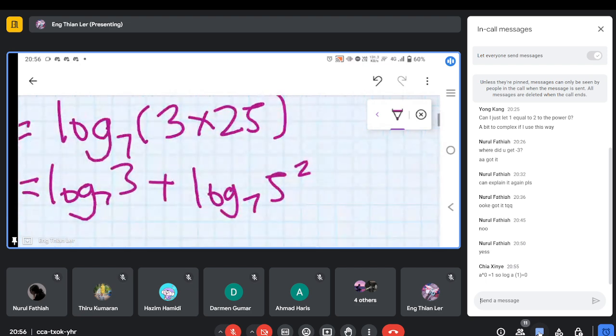So when we have this, when we have the power, we can move it to the front of the log.